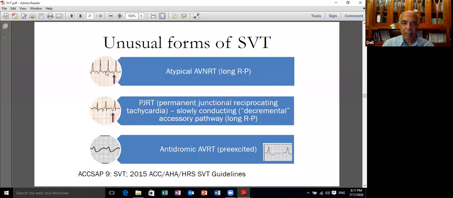After the impulse goes down, and as a result of going down from the slow pathway, it takes a long interval until we get activation of the atrium, and then up the fast pathway and activates the ventricle. So it results in a long RP tachycardia in contrast to the typical AV nodal tachycardia. So this is a fast-slow tachycardia in contrast to the slow-fast AV nodal re-entry tachycardia, with the fast-slow being long RP. Sometimes you get the P wave exactly in the middle.